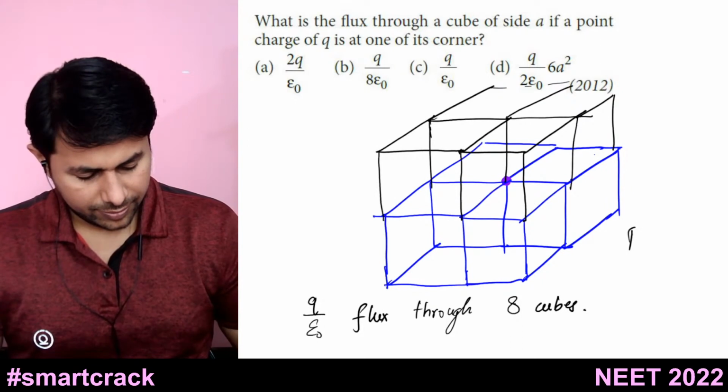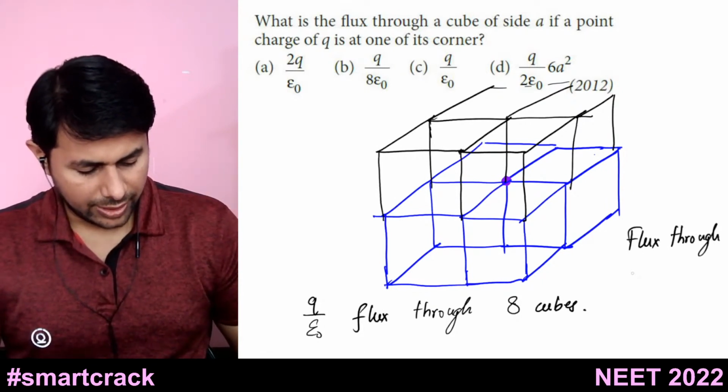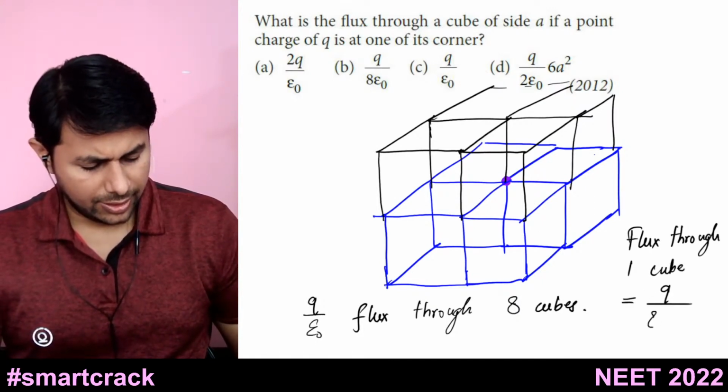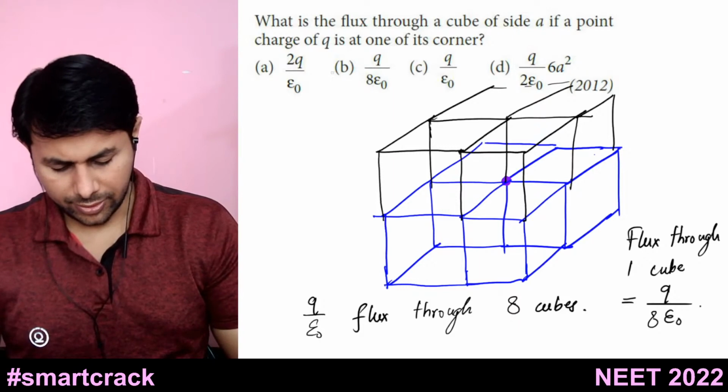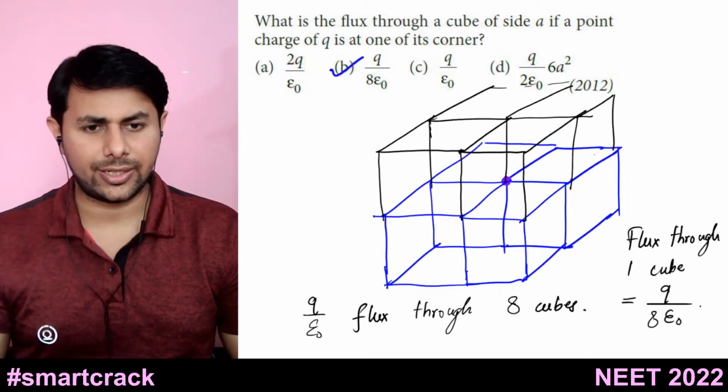So flux through one cube equals Q upon 8 epsilon naught. So option B is the answer. This is a direct question from NCERT.